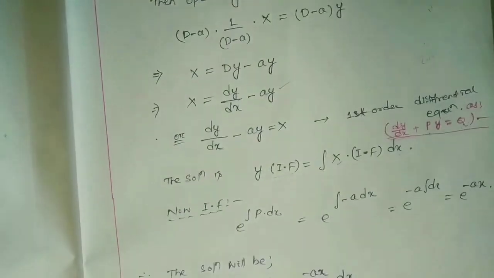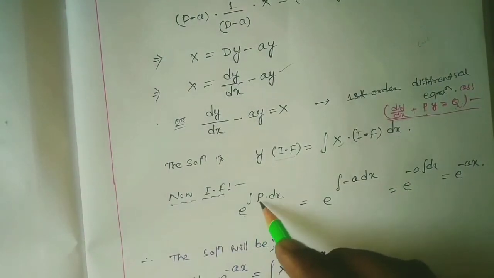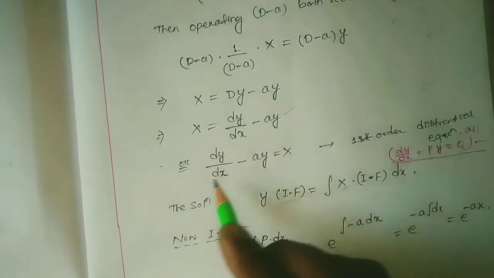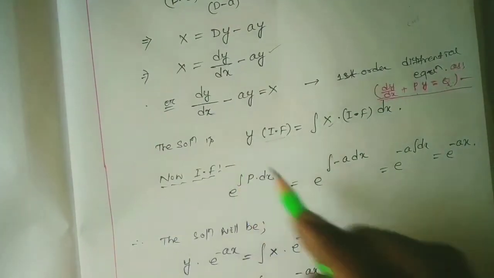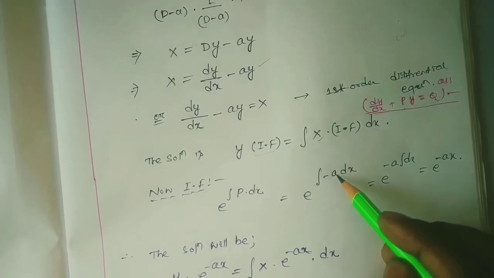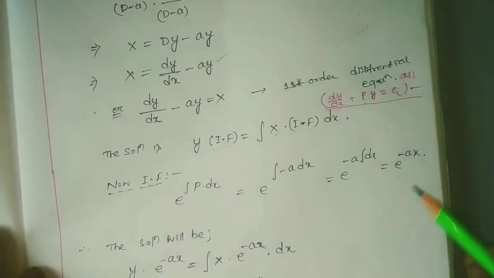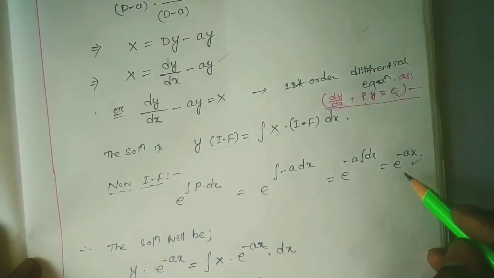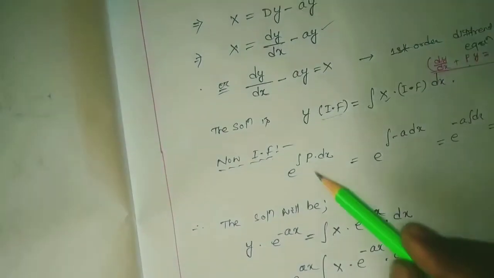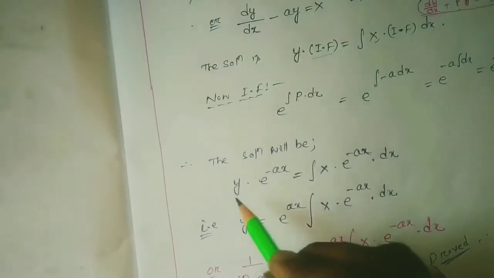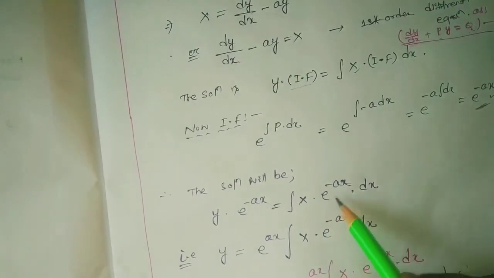Now here we have to find the integrating factor. The integrating factor, we know, is e to the power integration of P dx, and here P for this differential equation is nothing but minus a. So we substitute: e to the power integration of minus a dx. Minus a is a constant, taken outside, so this will be e to the power minus ax. So we found that the integrating factor is e to the power minus ax. Now the solution will be how much? y into integrating factor, y into e to the power minus ax, equals integration of x into e to the power minus ax into dx.